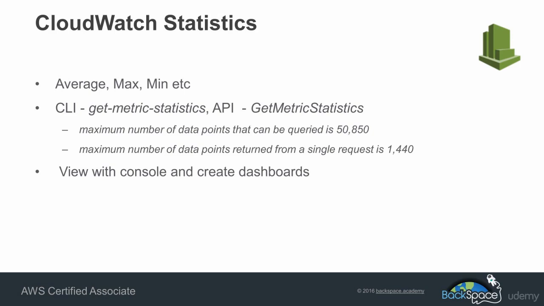So through the CLI or the API, through the get metric statistics call, and we can get a maximum number of data points of up to 50,850. The maximum number of data points returned from a single request is 1,440. So you need to be aware of that if you're looking to collect large amounts of information and bring it in.